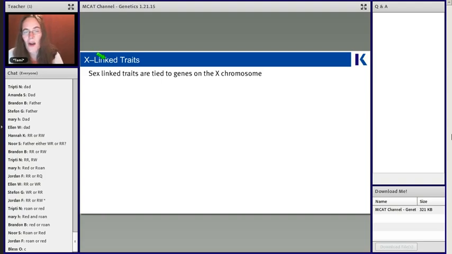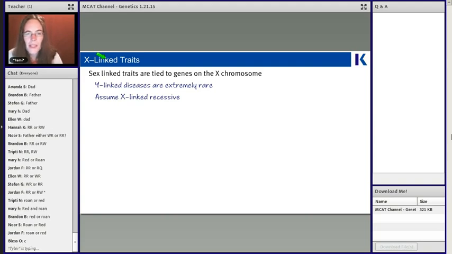All right. Let's look at sex-linked traits. Sex-linked traits are on always and only the X chromosome. Why? Because Y-linked diseases are extremely rare and we will never under any circumstances see them on the MCAT. And X-linked, we're always going to assume is recessive. We do not expect ever to see X-linked dominant.